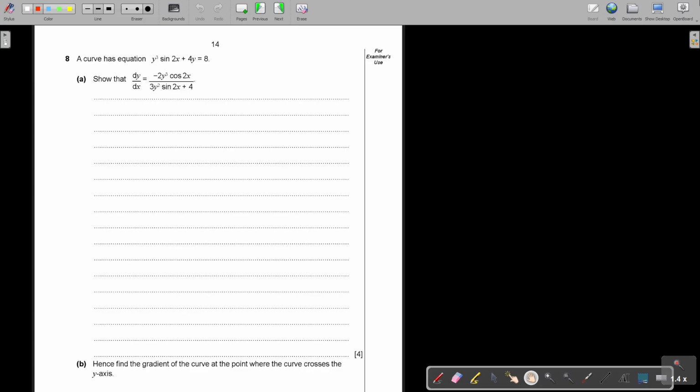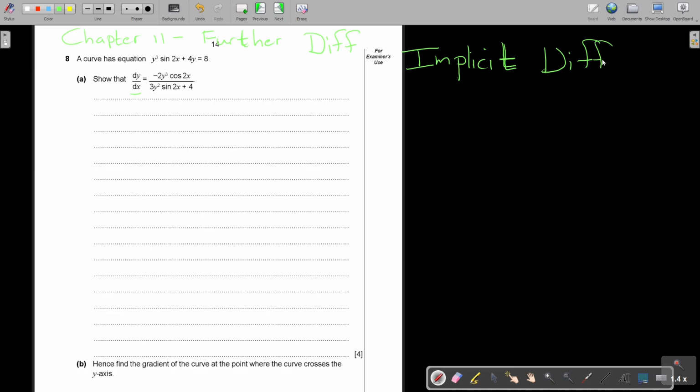Okay, where am I? In the y equals mx plus c mathematics textbook, you will find it in chapter 11, further differentiation. What we call this is implicit differentiation. You will find this on page 495. There you will find it.